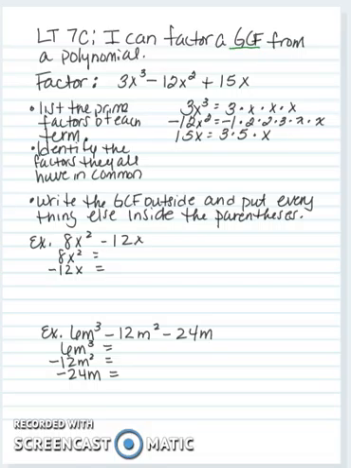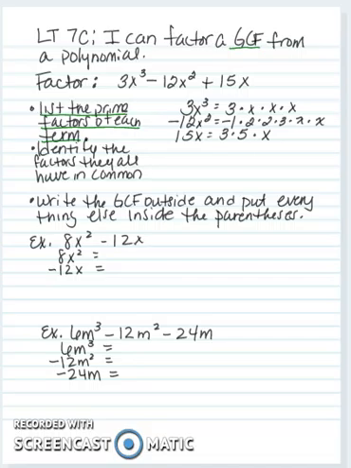We start by listing the prime factors of each term. So for 3x cubed, that's equal to 3 times x times x times x. For negative 12x squared, that's equal to negative 1 times 2 times 2 times 3 times x times x. For 15x, that's equal to 3 times 5 times x.